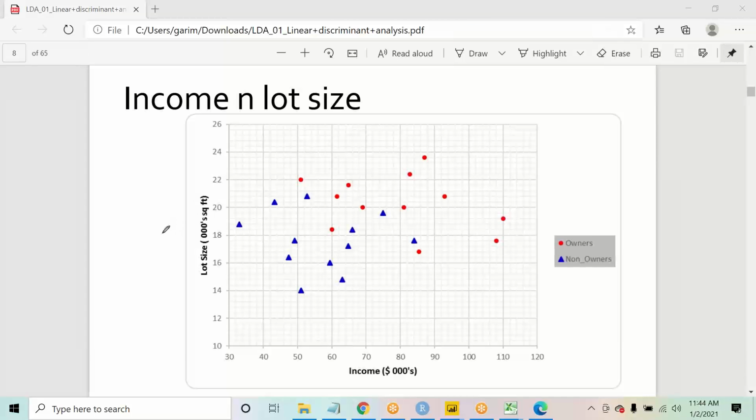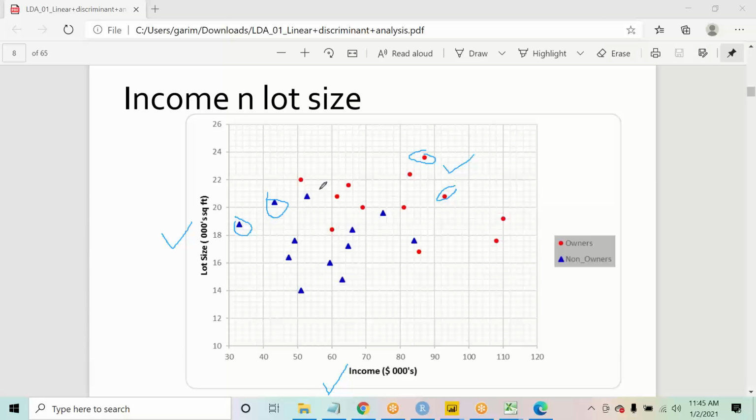They collected the data for two things: lot size and income. Lot size is the area of the garden that they have in front of their house. What is the lot size and what is their income? When they plotted this chart, they saw that the owners are shown by the red color, and the non-owners are shown in the blue color. It was observed that the people who already own a mower are those with high income and high lot size.